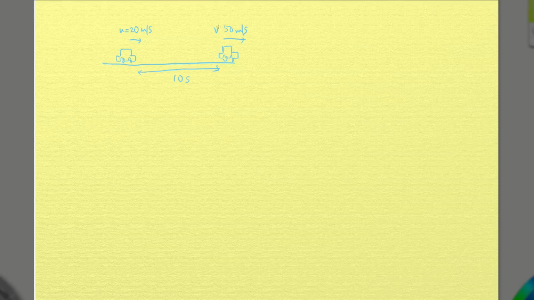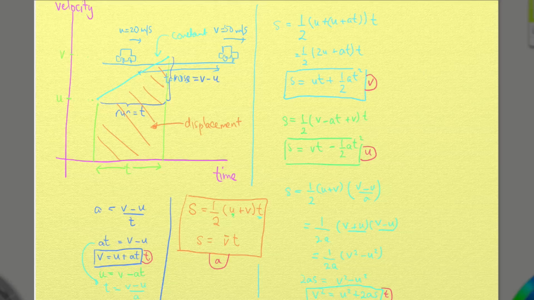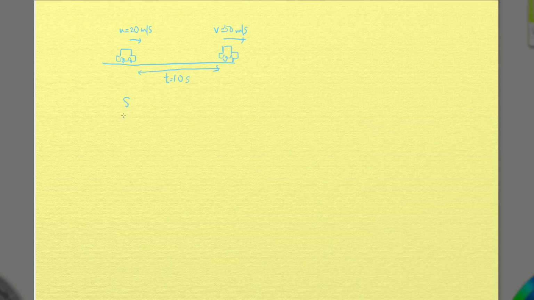So in any given situation, we really only need 3 of the 5 quantities to be known, and we can solve the other 2. And here's why. Because if you look back at the equations, each equation has only 4 variables within it, because the 5th one is missing. So you only need 3 to solve for the 4th one. So I'm going to list out my variables. Suvat: displacement is not known. Initial velocity is 20, final velocity is 50, and the time was 10 seconds.